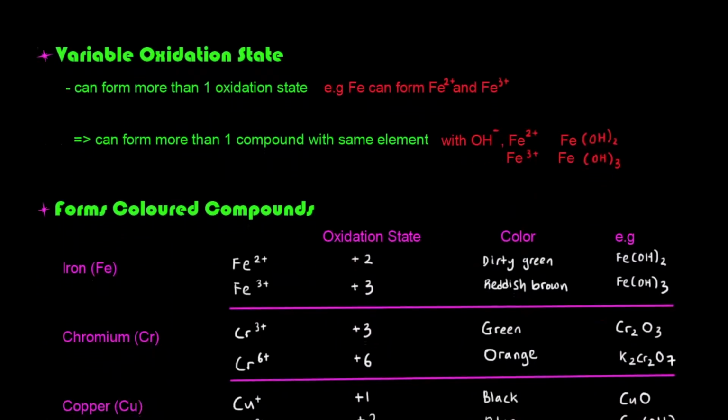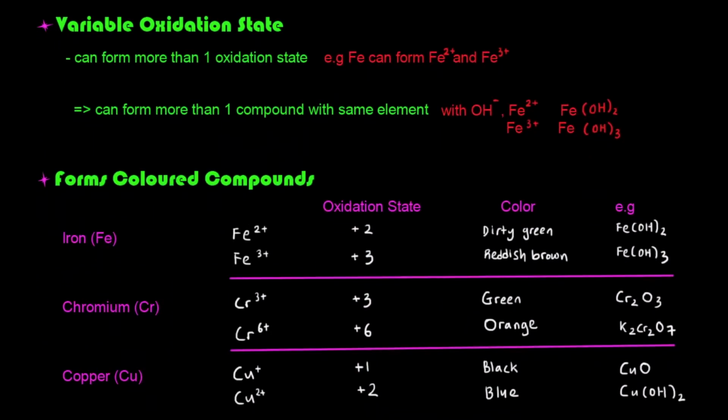What actually separates metals from transition elements is really just two properties. The first one is that they have variable oxidation state. What do I mean? It means that they can form more than one oxidation state. For example, iron, Fe, can actually form Fe2+ and Fe3+.